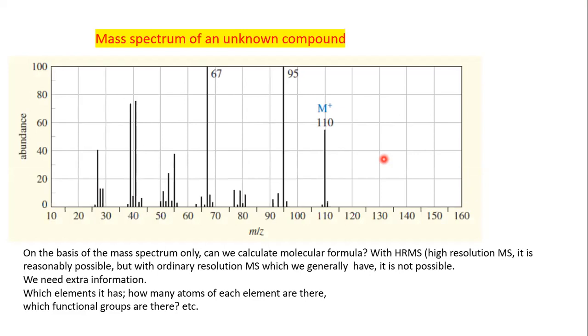So on the basis of a mere mass spectrum, a simple, ordinary mass spectrum, it's not possible. But we have very important information here. This is the molecular ion peak, and this tells us the molecular mass, okay? So the question is, if we know the molecular mass and of course some other information, can we elucidate the molecular formula of a compound? The answer is yes. Okay, let's see.